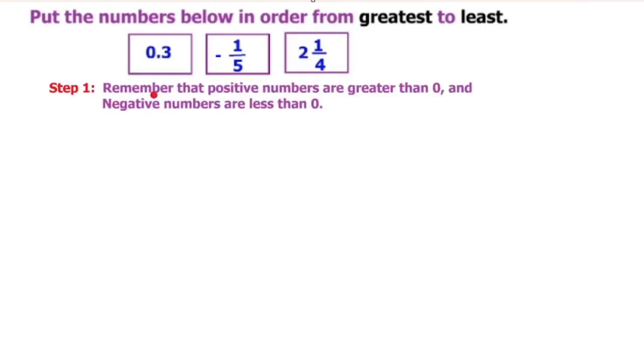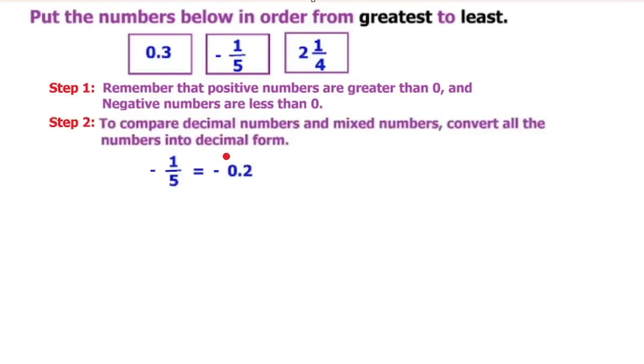So step one is to remember that positive numbers are greater than 0 and negative numbers are less than 0. Okay, very important. Step two, to compare decimal numbers and mixed numbers, convert all the numbers into decimal form. So let's take -1/5 and let's change it into a decimal. And you could put this in your calculator and you'll find that -1/5 is equal to -0.2.